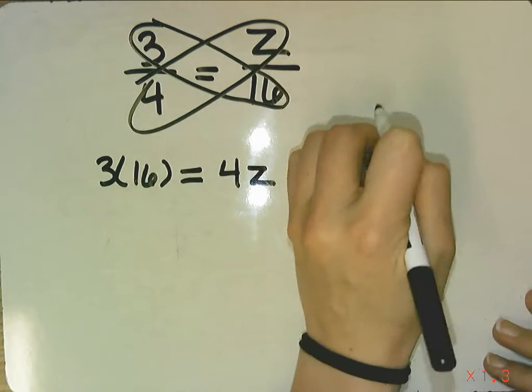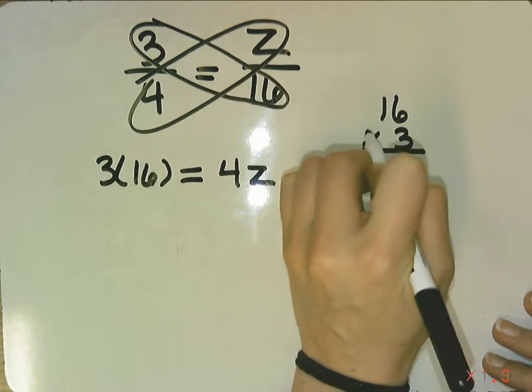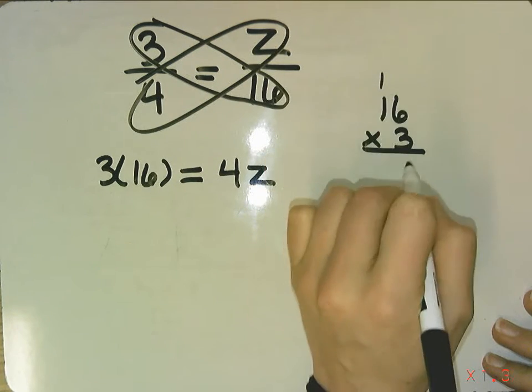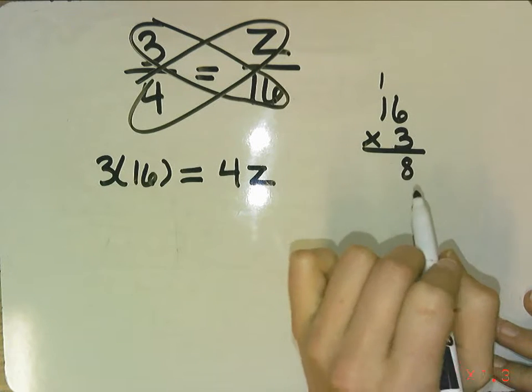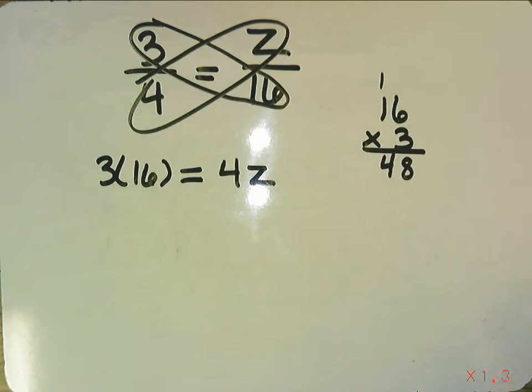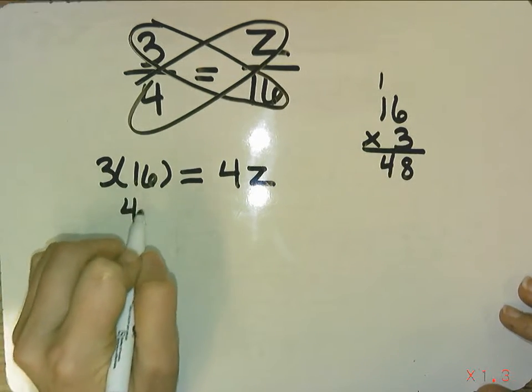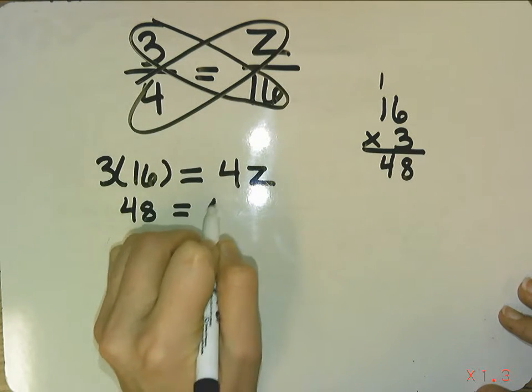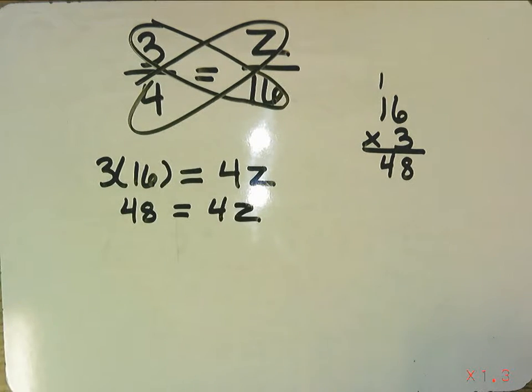I'm going to do some side math to figure out what 3 times 16 is. 6 times 3 is 18. 3 times 1 is 3. Plus 1 is 48. So this side of my equation is equal to 48. And that is equal to 4z.